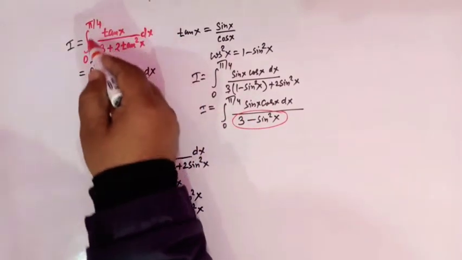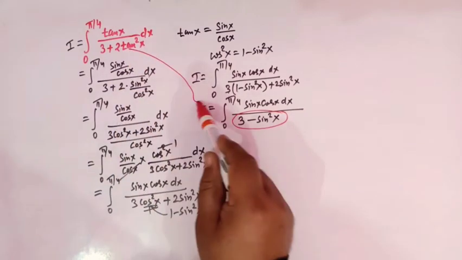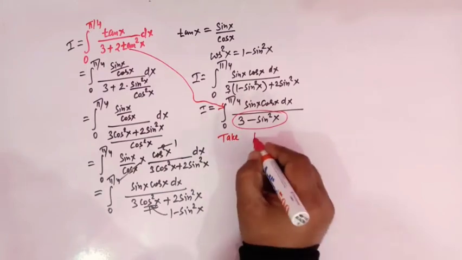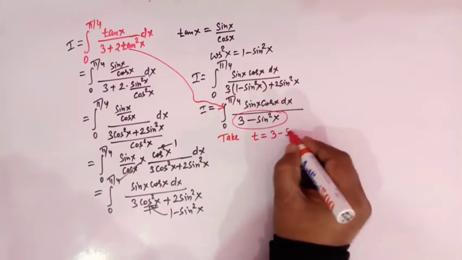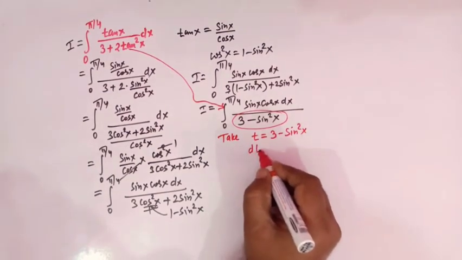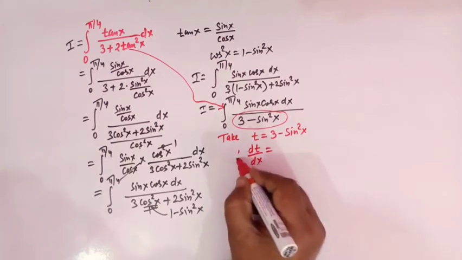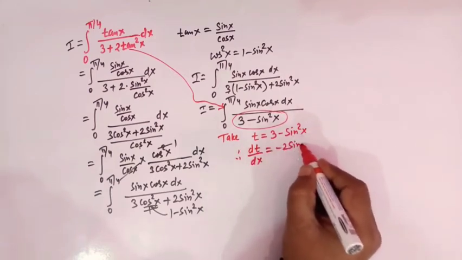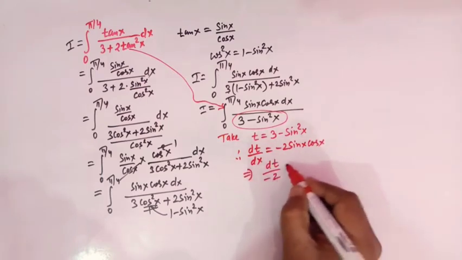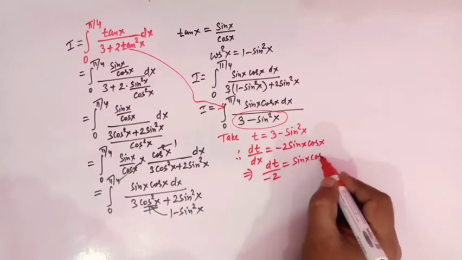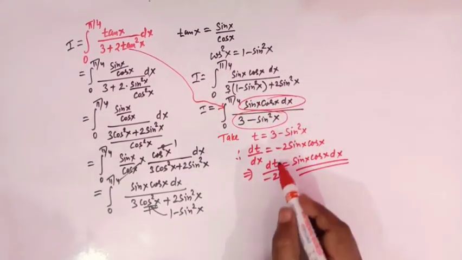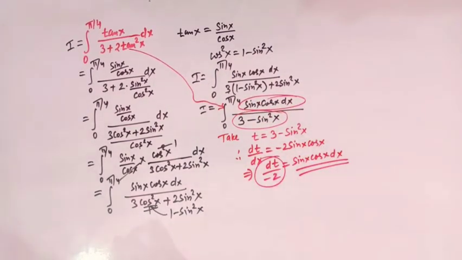So we have simplified the integrand as this, and now we can take t is equal to 3 minus sin square x, right? So when t is 3 minus sin square x, dt over dx is equal to minus 2 sin x cos x. So this implies dt over minus 2 is equal to sin x cos x dx, right? So for this sin x cos x dx, we can write dt over minus 2, right?